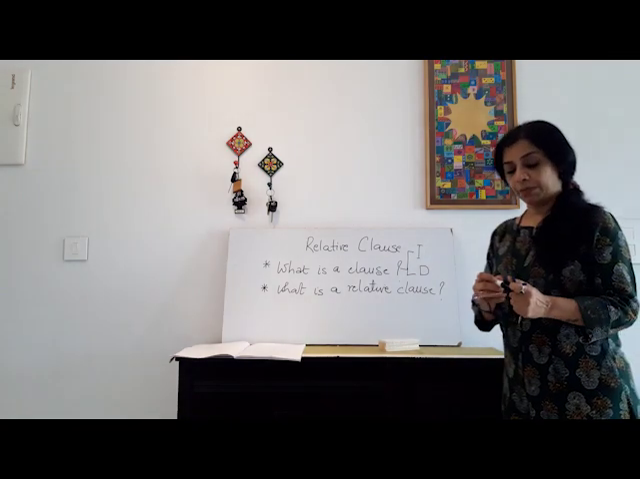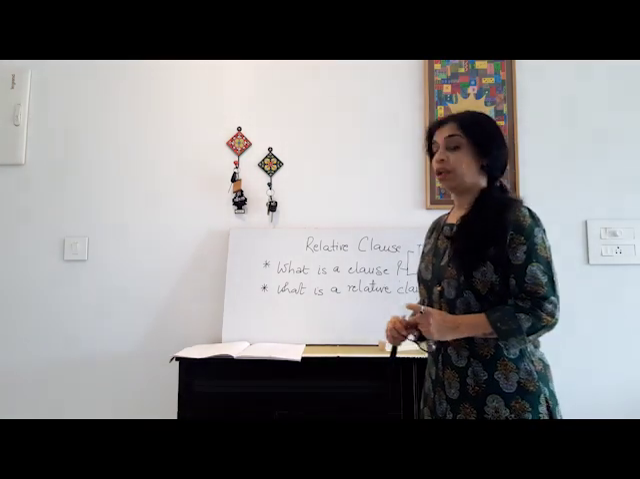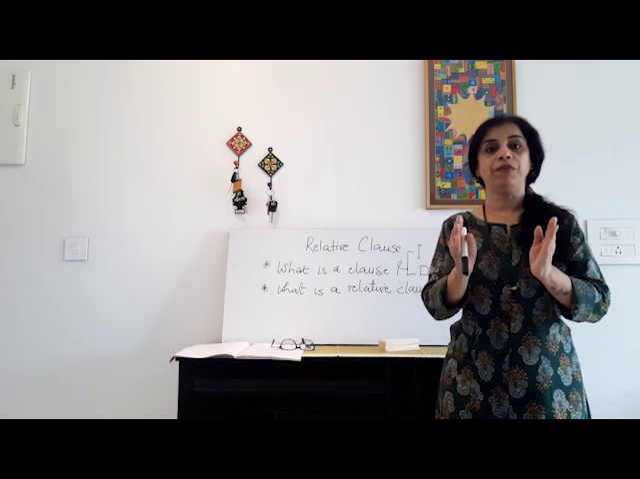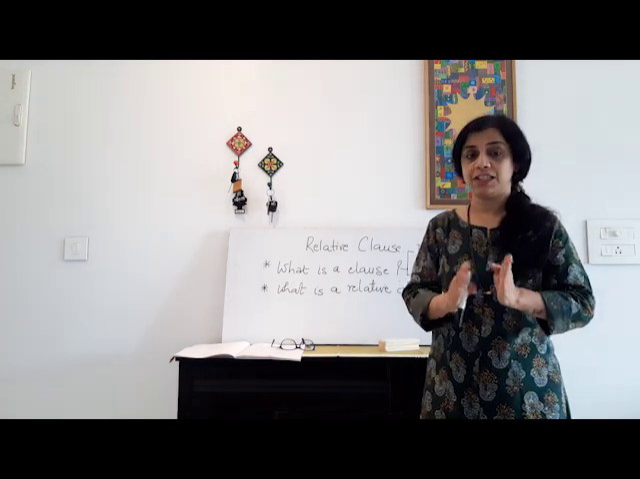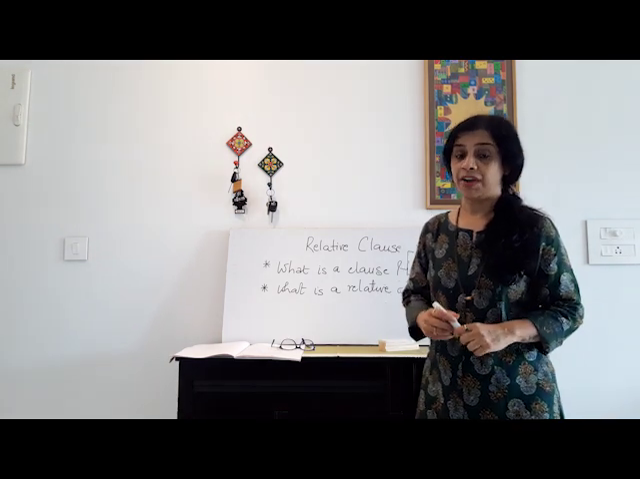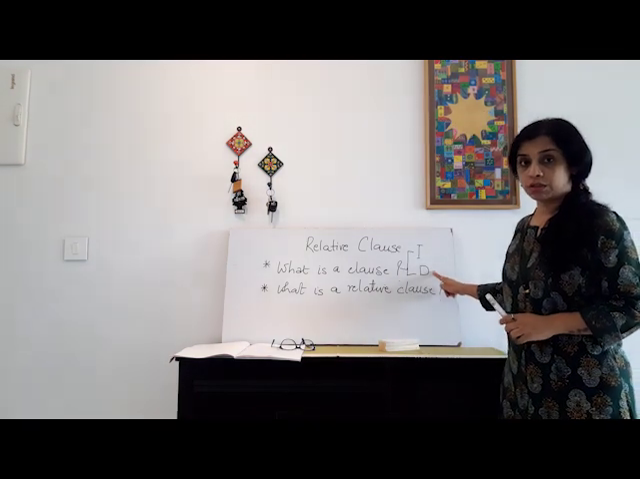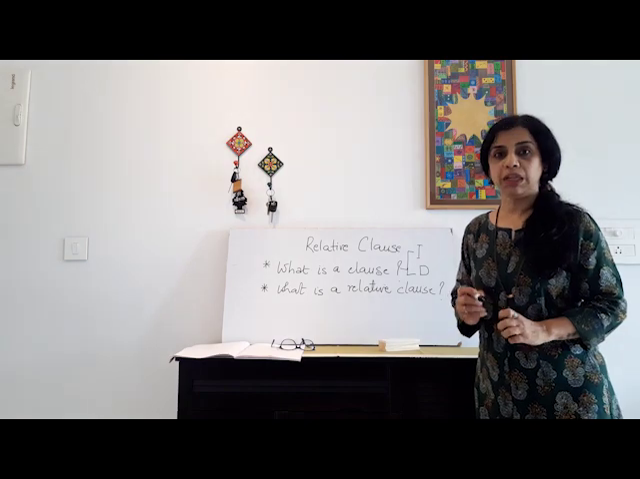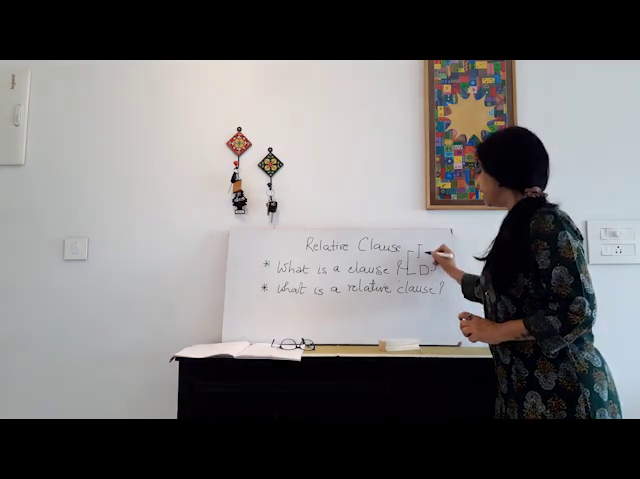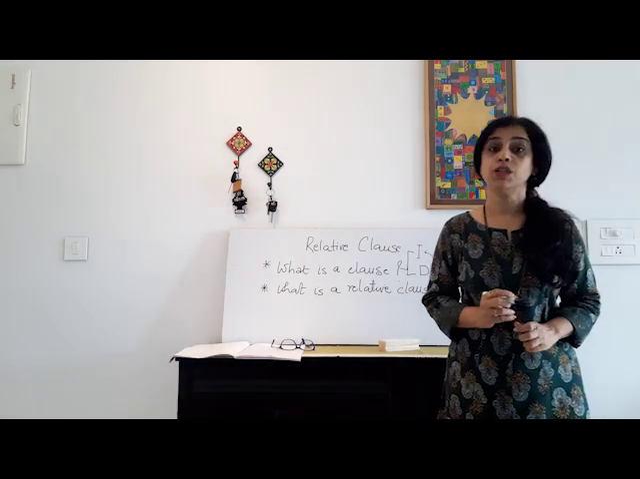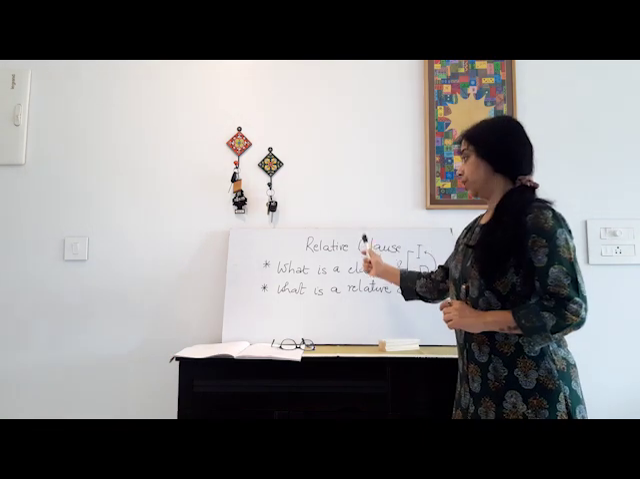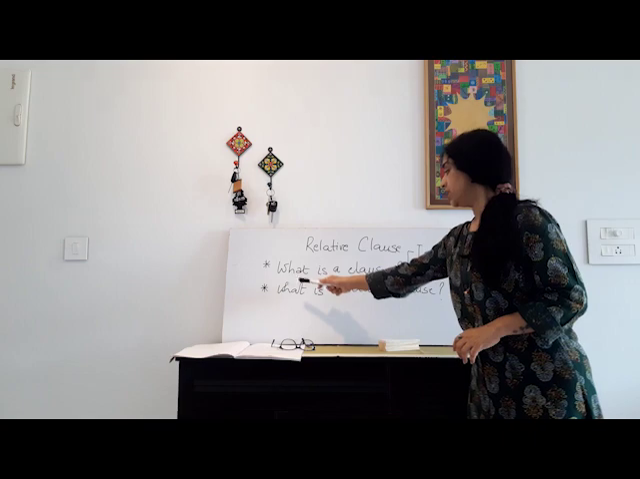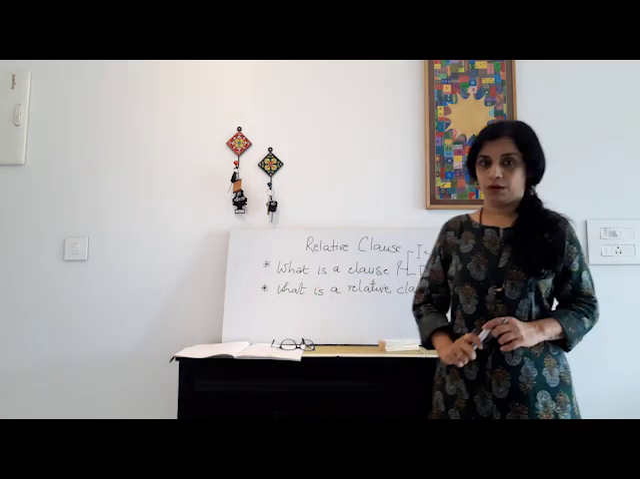When you talk about independent clauses, they are a group of words that stand by itself. It is a complete sentence. Whereas a dependent clause does not make complete meaning. It is dependent on the independent clause. Okay. So then, after you know what a clause is, what is a relative clause?